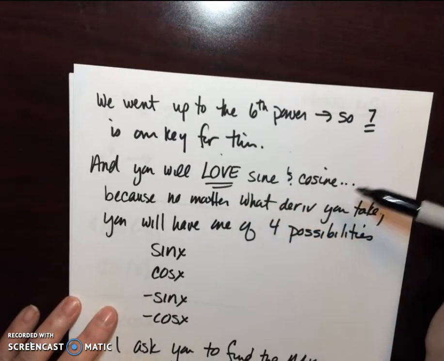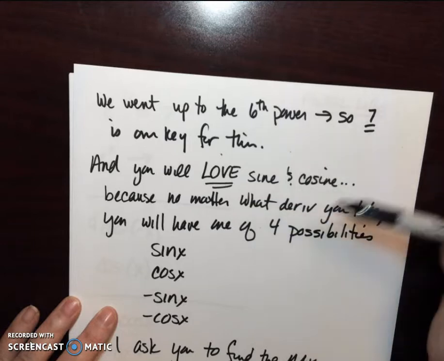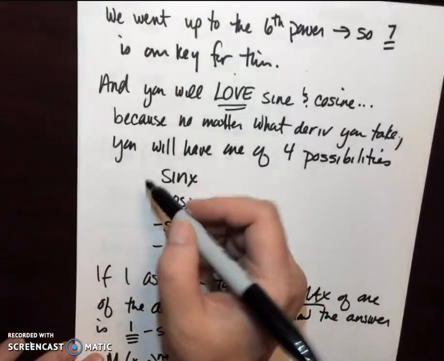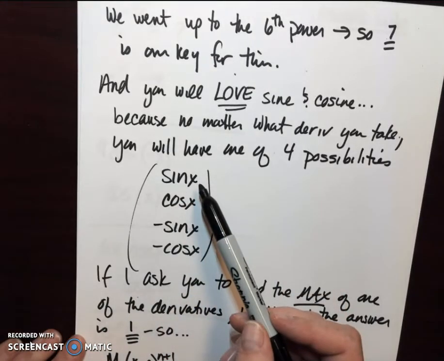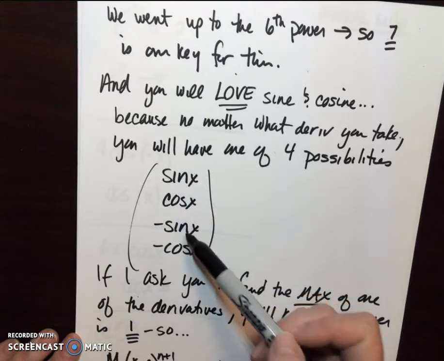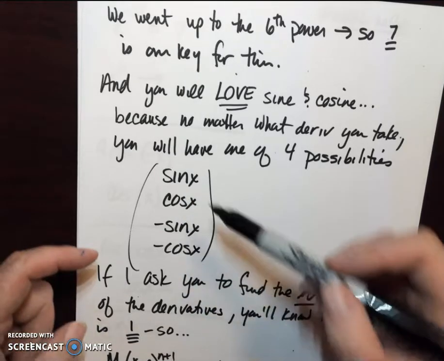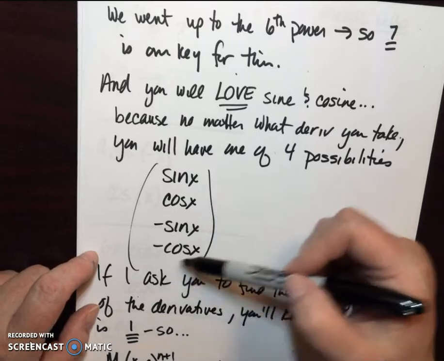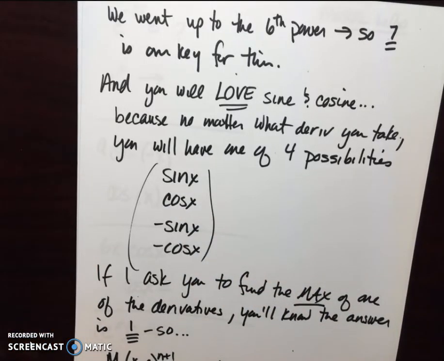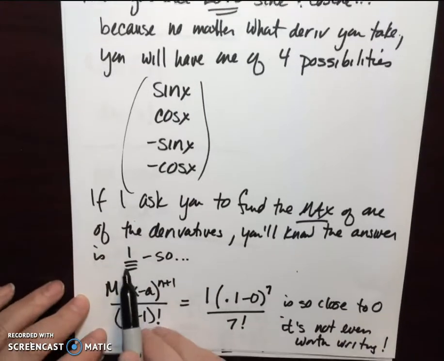You will love sine and cosine whenever I ask you to find the Lagrange error, because no matter what derivative you take, there's only 4 things you can get, right? If I tell you to take the derivative of negative cosine, I'm going to get sine or cosine or negative sine or negative cosine. And if I ask you for the maximum value of any of these, you know that the answer is 1.